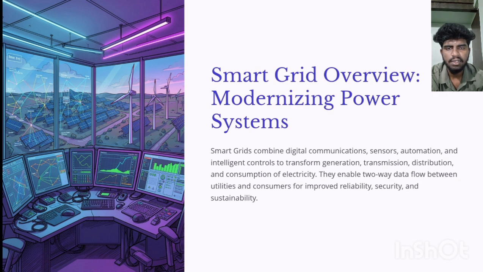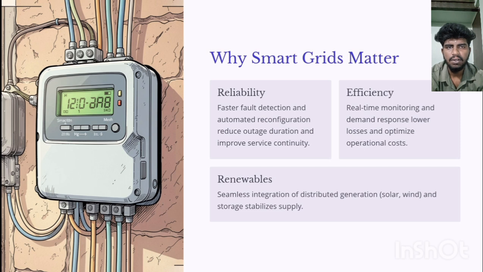A smart grid is an advanced electricity network that uses communication, sensors, automation and intelligent control systems to improve the generation, transmission, distribution and consumption of electrical energy. Unlike traditional power grids, smart grids enable two-way communication between the utilities and the consumers, making the system more renewable, efficient, and sustainable.